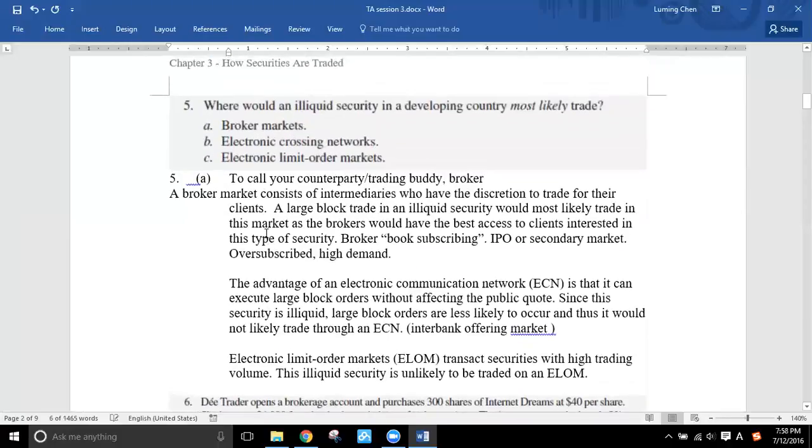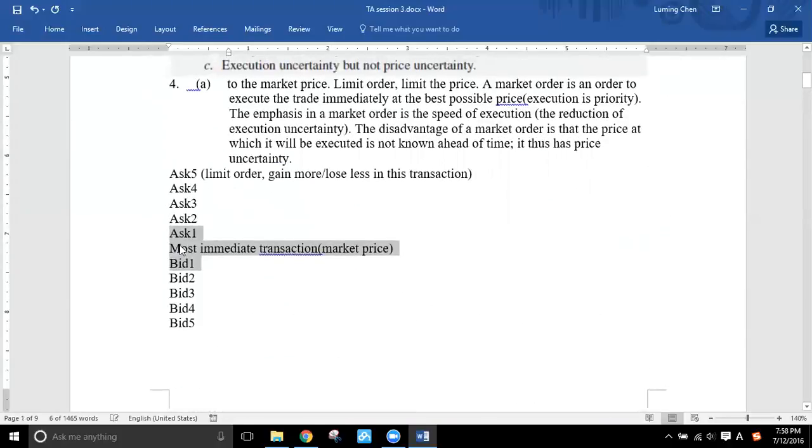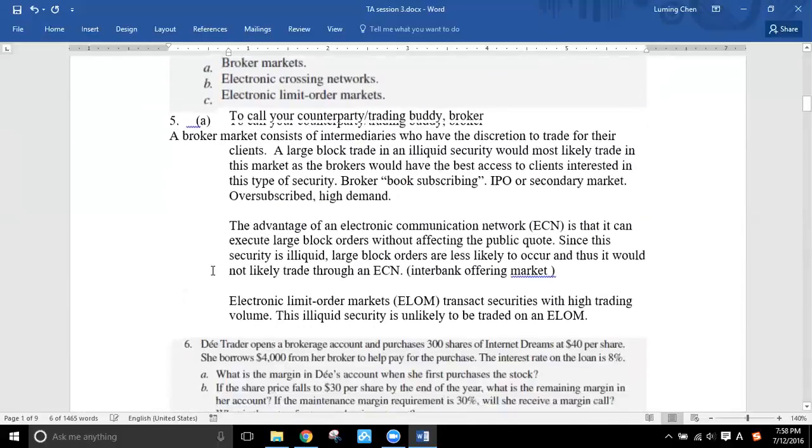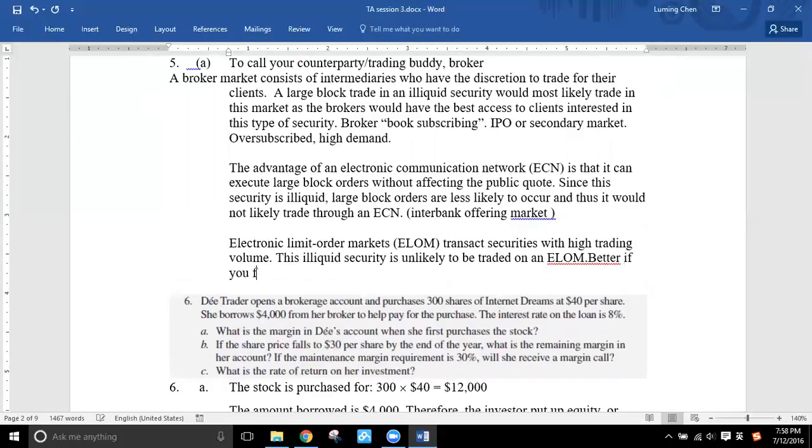So for an extreme illiquid security, it's not a good idea to insist on your own view if you want to trade it. It's better if you follow the market.